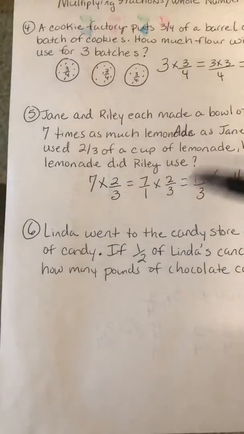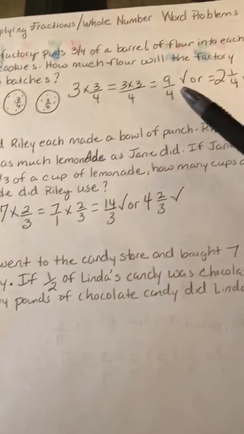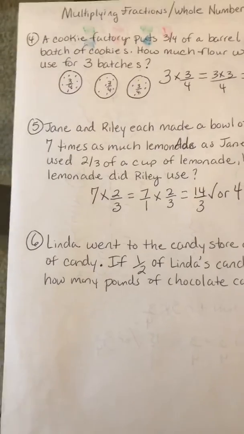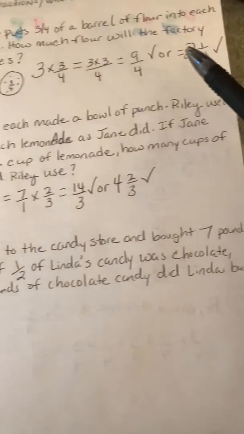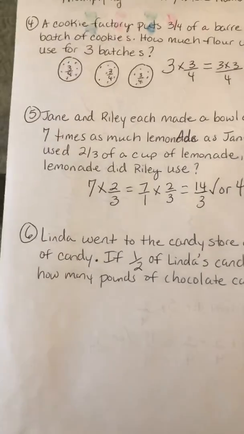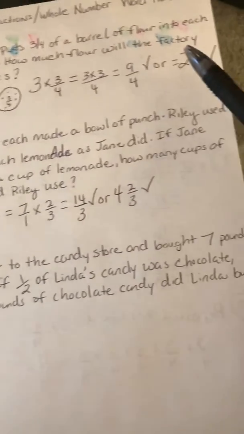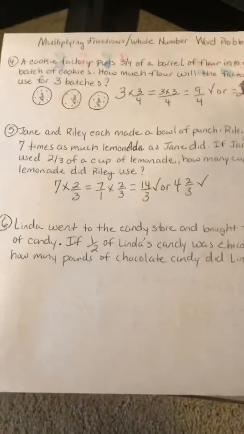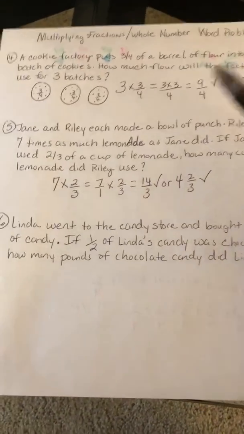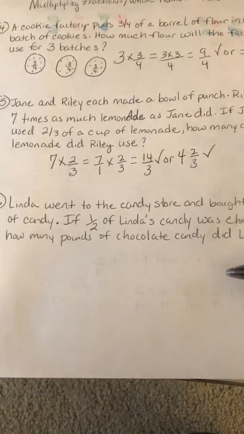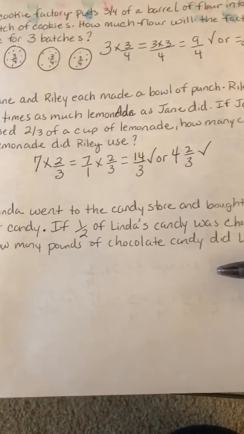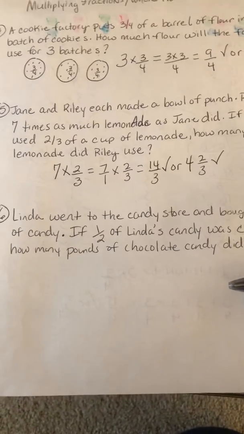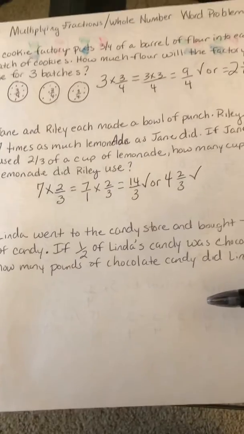Let's look at number 6. Linda went to the candy store and bought 7 pounds of candy. If 1/2 of Linda's candy was chocolate, how many pounds of chocolate candy did Linda buy? Okay? Notice that I didn't write anything here. I'm going to let you guys solve this on your own, using your notes, using this video. And then when I see you this Monday or Thursday, we can talk about the answer there.